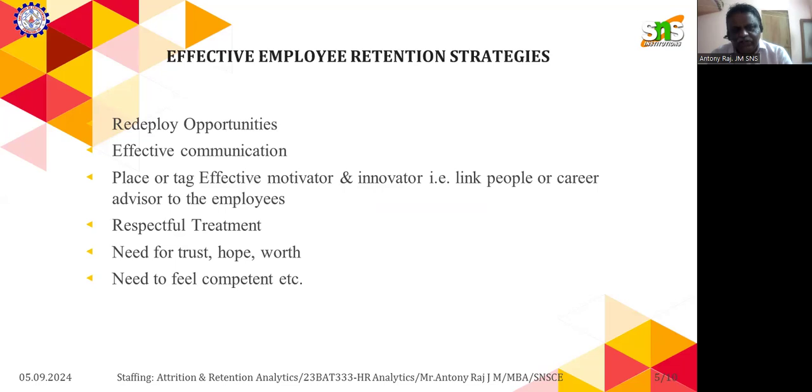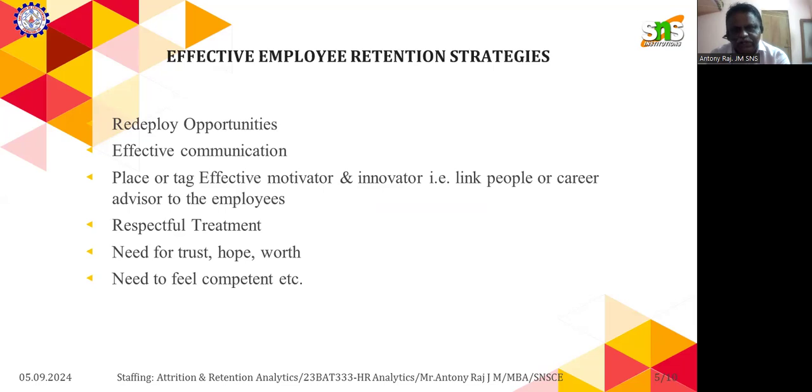Trust, hope, and worth are also very critical for employee retention, and so is the need to feel competent. Your supervisor has to make sure that an employee feels competent, and the need to feel competent is also created by the organization's environment. Career advisory to the employees is also very important.